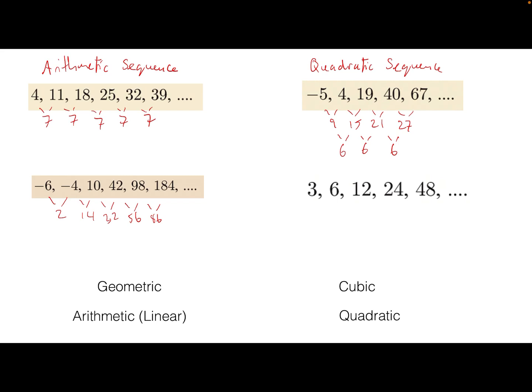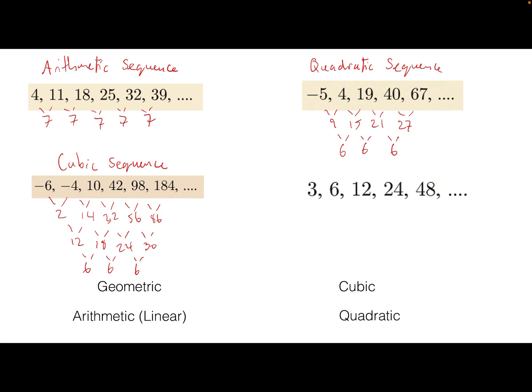Now let's look at the gaps of the gaps. That's going to be 12, then 18, then 24, then 30, then it's going to be 6, 6, 6. So that took 3 levels to get the gaps to be the same. If it takes 3 levels to get the gaps to be the same, then you've got a cubic sequence. A cubic sequence, okay?